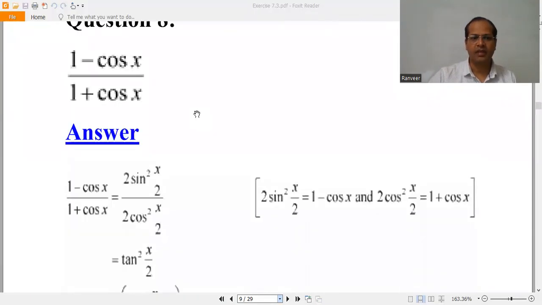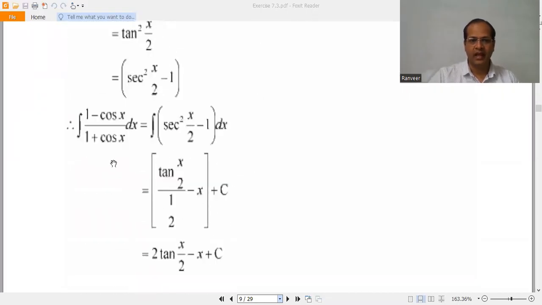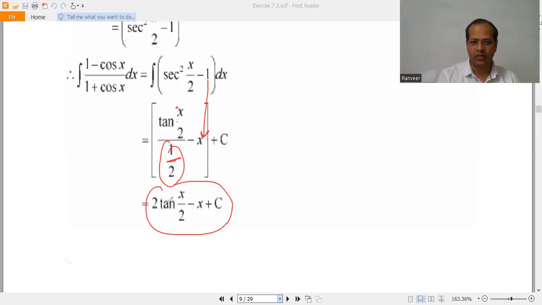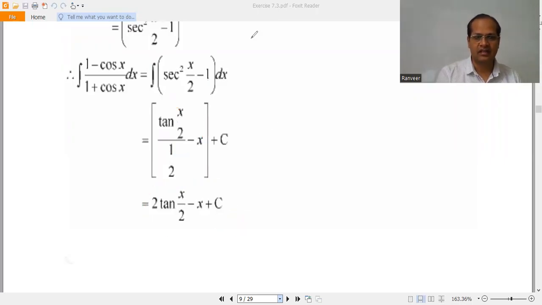1 minus cos x by 1 plus cos x, this is a very, very important question, and we have to transform it into the formula. That is the easiest way. Now 1 minus cos x is nothing but 2 sin square x by 2, and 1 plus cos x is 2 cos square x by 2, the 2 will cancel, and this is tan square x by 2. Again, if the tan square formula is not there, then we have to convert into sec square x by 2 minus 1. And this is the direct answer: sec square x by 2 integrates to tan x by 2, and the coefficient of x is 1 by 2, so we have to divide by 1 by 2, minus x, whose integration is x. So 2 tan x by 2 minus x plus c. This is the answer.